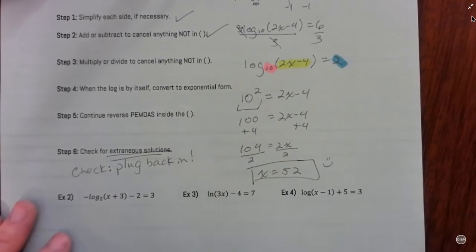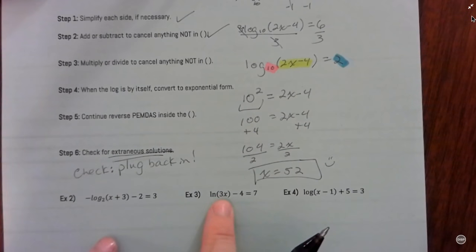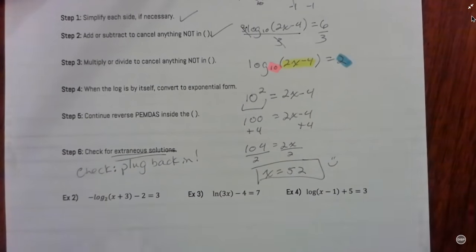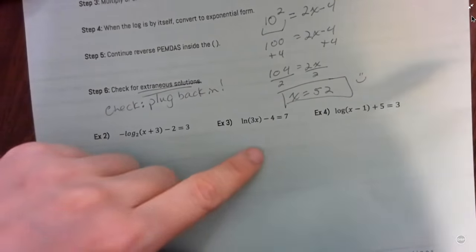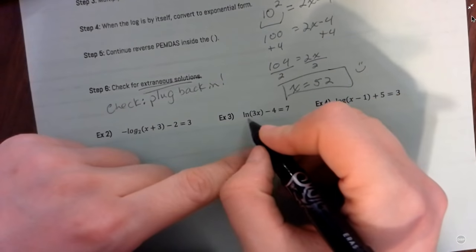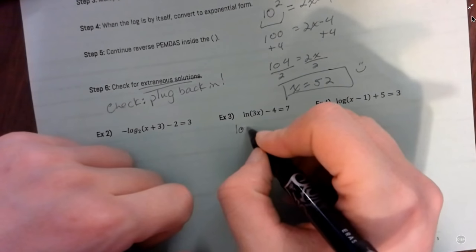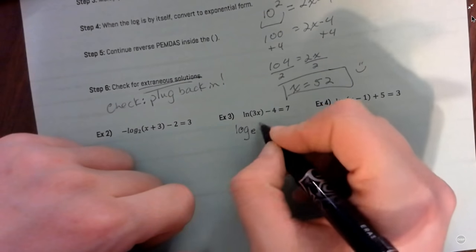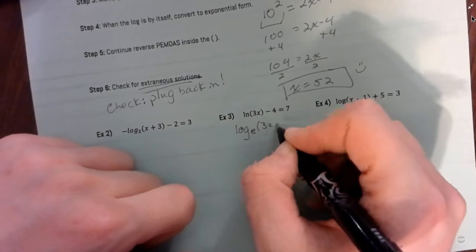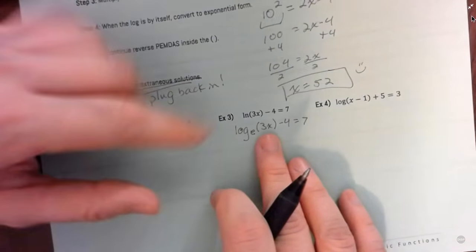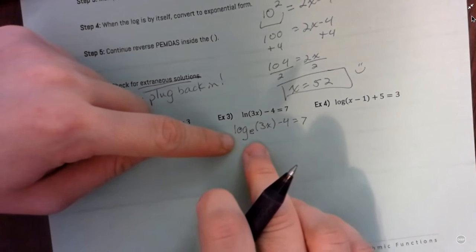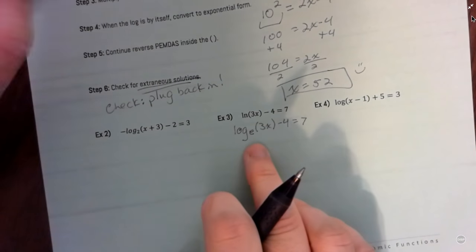So we are going to try one more, and then you're going to try the others yourself. I'm going to point out something here though. So example 3. Don't forget, ln is basically log base e. When you see ln, it works exactly the same way as all the others, but it's base e instead of base 2 or instead of base 10 or something like that.